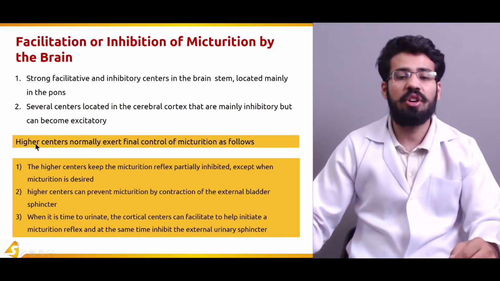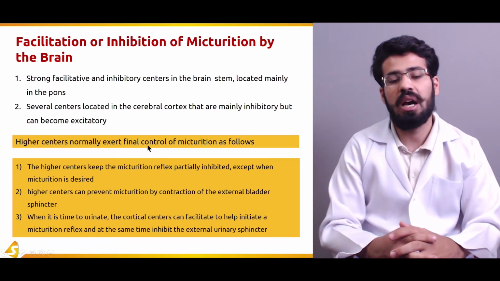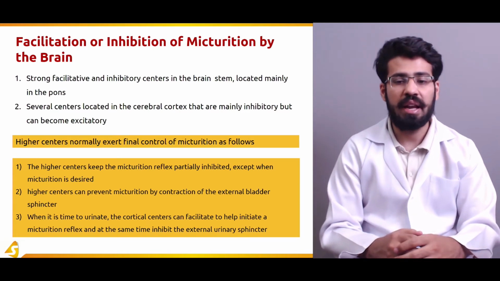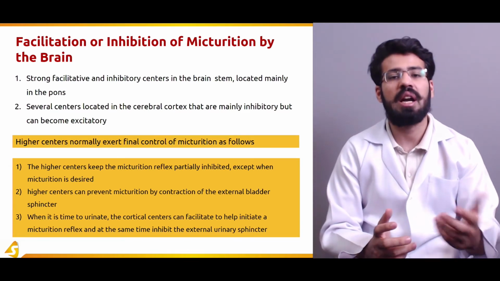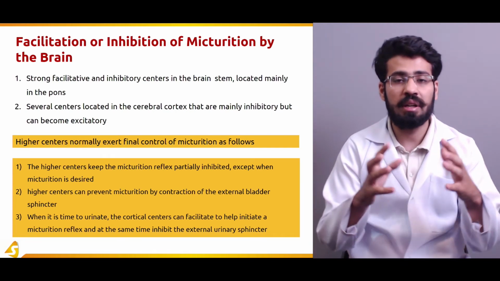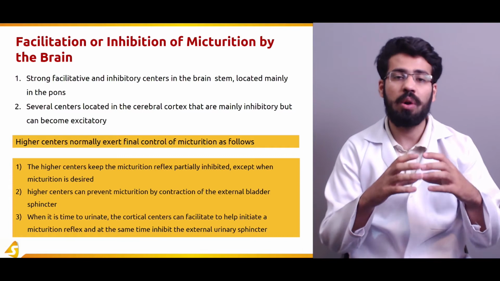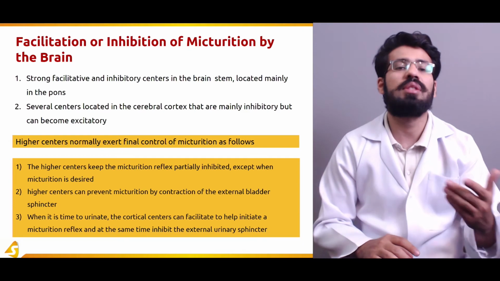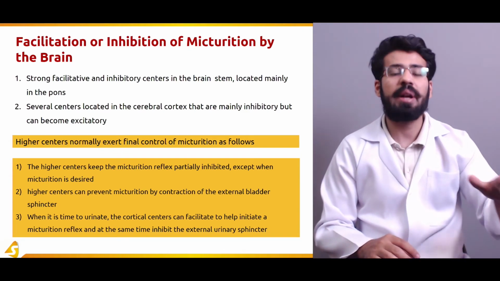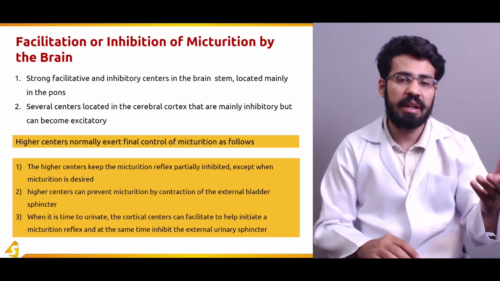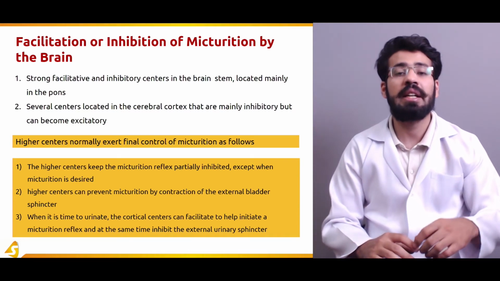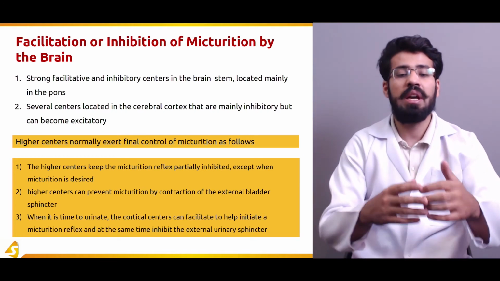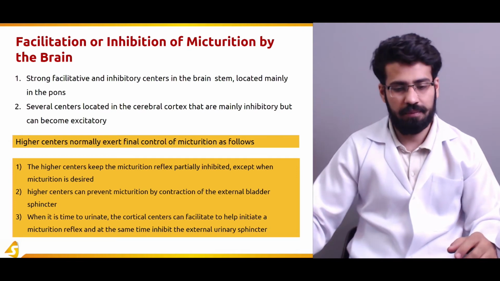Now, the higher centers that normally exert final control of micturition are as follows. Number one is the higher center, of course. It will keep the micturition reflex partially inhibited when it starts, because the conscious or voluntary system of the brain wants the bladder to be filled completely before it produces the conscious effort to urinate. So when the bladder is one-fifth or two-fifths filled, or there is still capacity for the bladder to be filled, those higher centers will keep the micturition reflex partially inhibited.